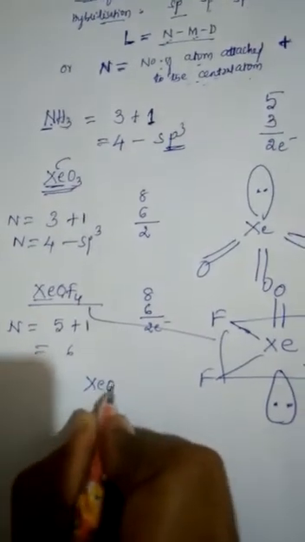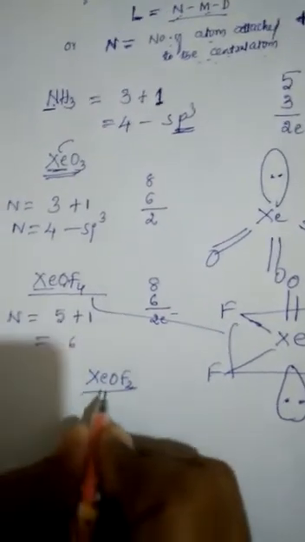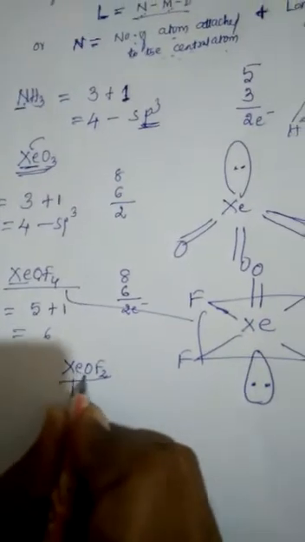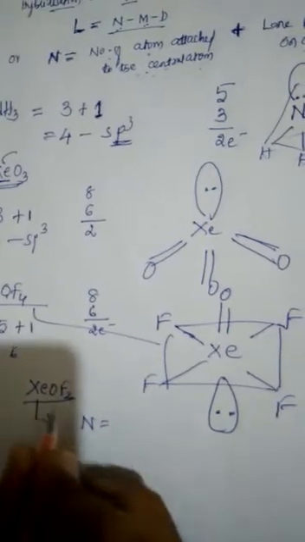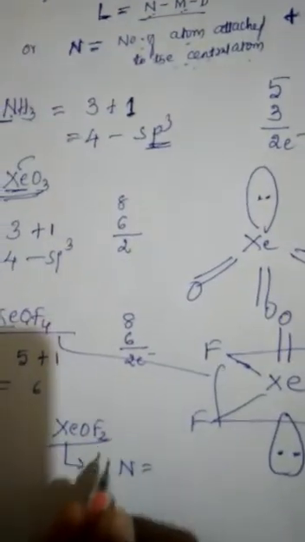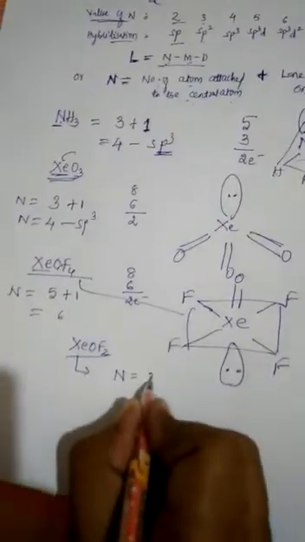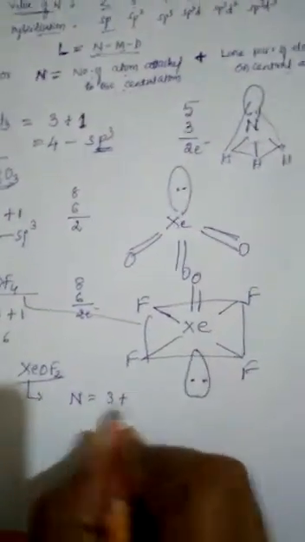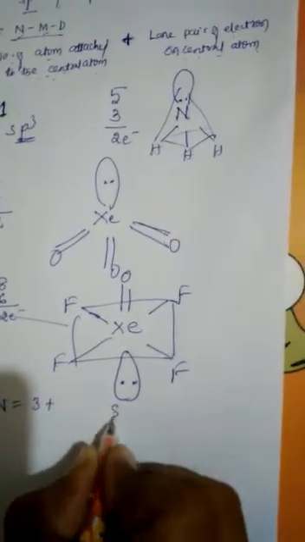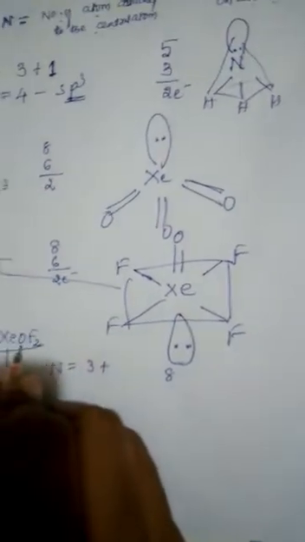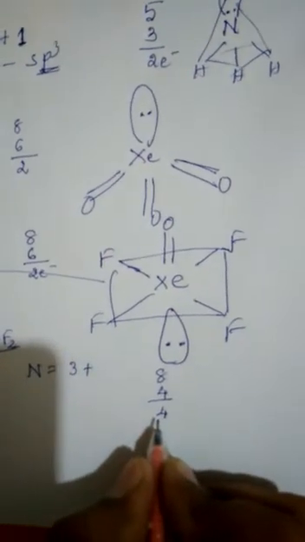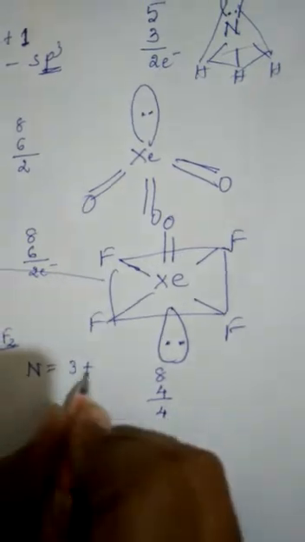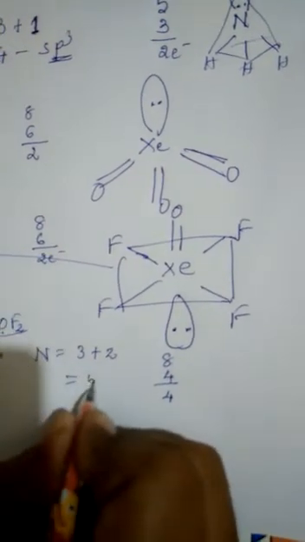One more is there. Let us try this one: xenon oxydifluoride. How to calculate the hybridization state of xenon here? The same formula you can use. n equals 1 plus 1 plus 1, that is 3, plus the lone pairs of electrons. To calculate the lone pairs on xenon: it again has 8 valence shell electrons. 2 for oxygen, 2 for fluorine, so 8 minus 4, 4 is remaining. 4 remaining means it forms 2 pairs of electrons. 3 plus 2 is equal to 5.